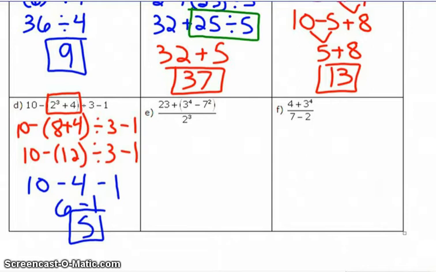You're going to do order of operations separately for the top and the bottom, and then at the end you're going to divide. So this big fraction bar means to divide. So I'm going to take care of the top first. Inside the parentheses, okay, I have exponents and subtraction. I'm going to take care of the exponents first. So 3 to the 4th power is 81. 7 squared is 49.